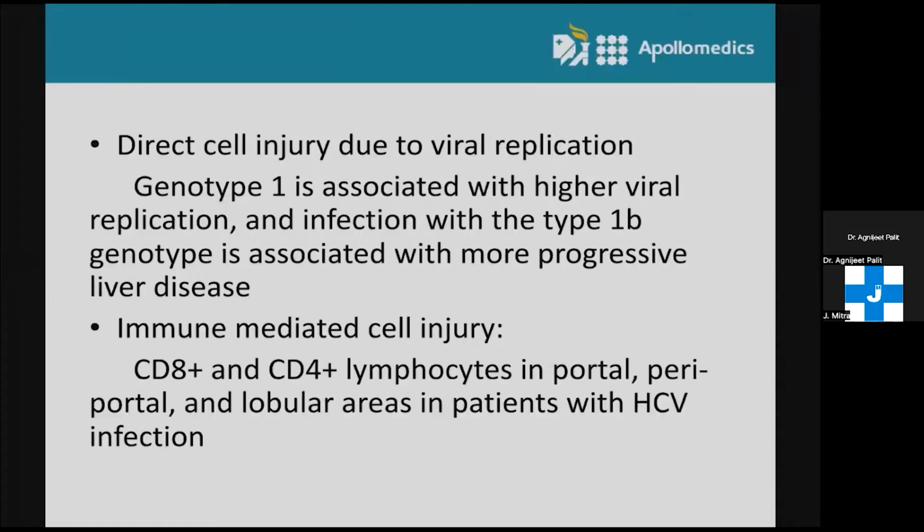CD8 positive and CD4 positive lymphocytes are seen in the portal, periportal and lobular areas in patients with HCV infection. So immune-mediated cell injury occurs due to the interaction of the HCV virus with the CD4 positive and CD8 positive lymphocytes. That is why we can see a lot of immunological diseases in patients with HCV, which are part of the extrahepatic manifestations supposed to be due to the circulating immune complexes, which include glomerulonephritis, mixed cryoglobulinemia, among others.